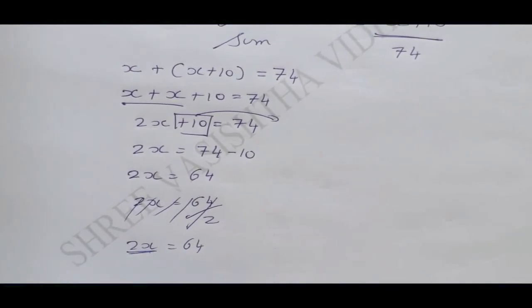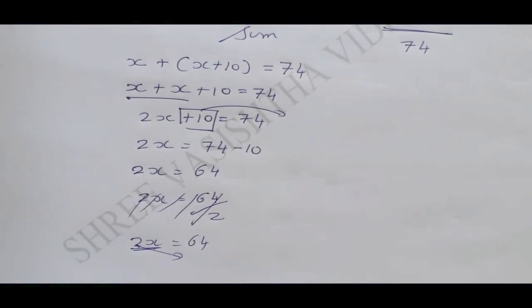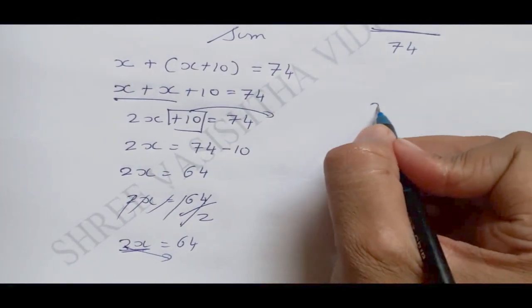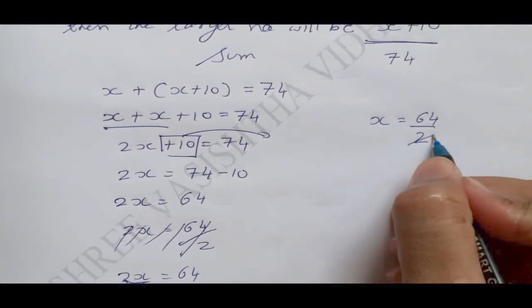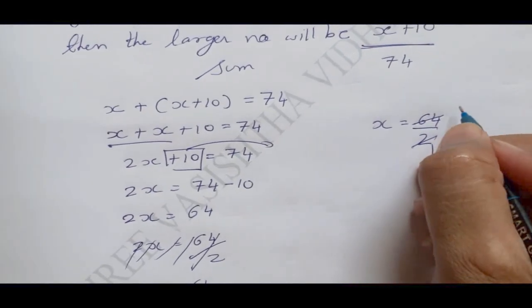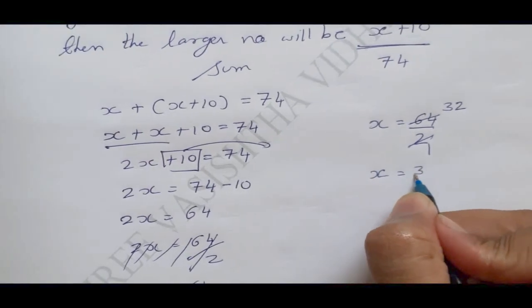So here 2 and x both have a relation of multiplication. So we will transpose this 2 to the denominator. So it will be x is equal to 64 upon 2. Now in 2 table, 64 comes 32 times. So x is equal to 32.